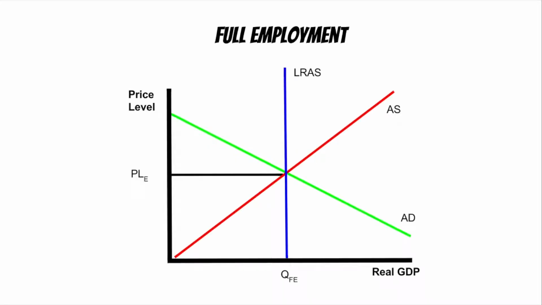Alright, so in this video, we'll be going over monetary policy. So at any given time, the economy can be at one of three places. It could be at full employment. This is shown on a graph where long-run aggregate supply is where aggregate supply and aggregate demand meet.